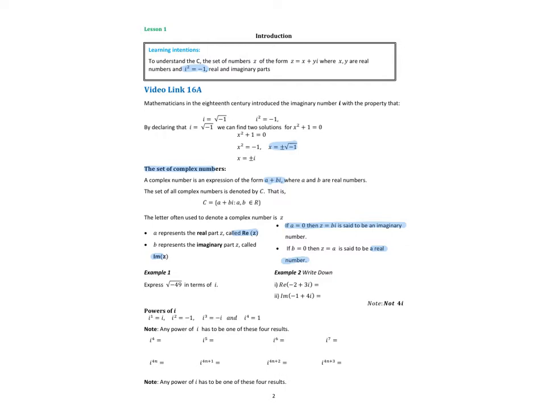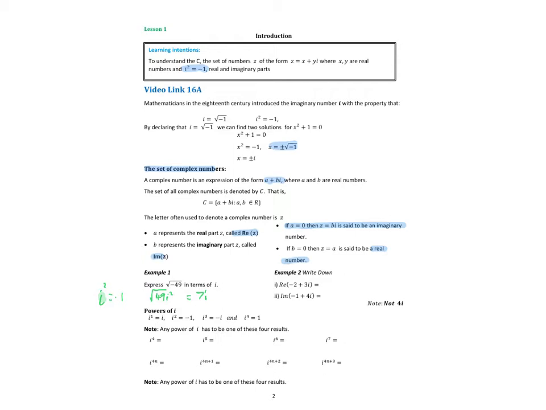So let's just do some basic manipulations. Express negative root 49 in terms of i. Well, given that i squared equals -1, we could express that as root of 49i squared. Yeah, because the i squared is -1, and the square root of that is simply 7i.